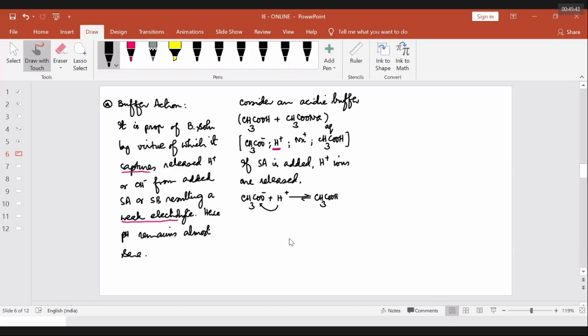Therefore, buffer action is a combination of two terms. One is we have to capture the H plus ions released from the added strong acid, and then we have to result in weak electrolyte. Therefore, this implies pH remains almost the same. No, sir, I am adding base. Go ahead. If a small amount of strong base is added, OH minus ions are released.